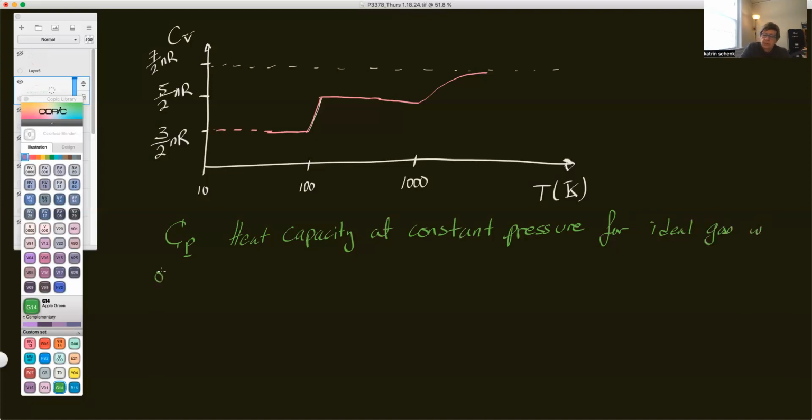With only quadratic forms of energy, quadratic forms of energy.